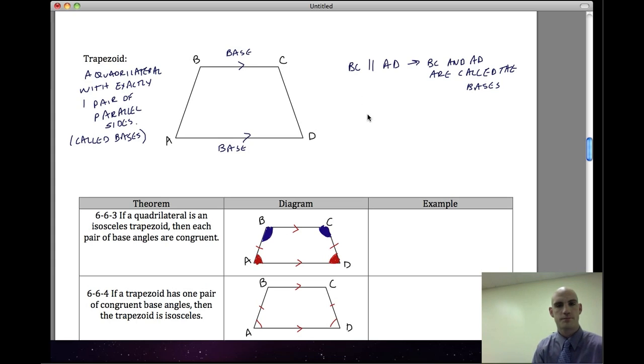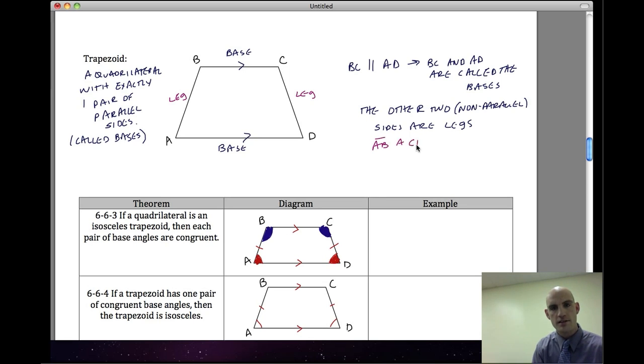Okay, now the other two sides, and I'll call them non-parallel, are called legs. And so when I label these, this is a leg and this is a leg. So AB and CD are legs.